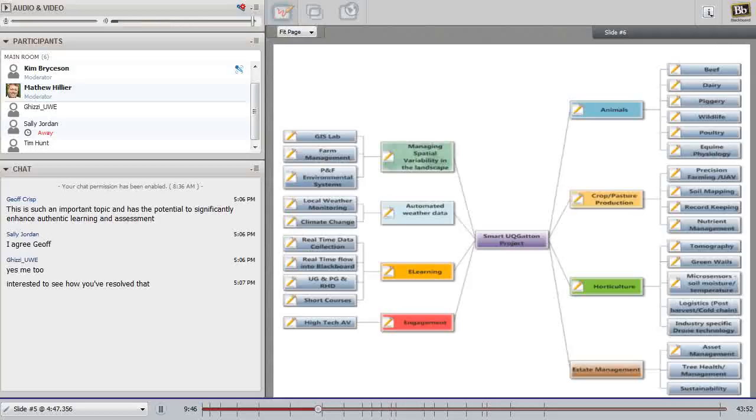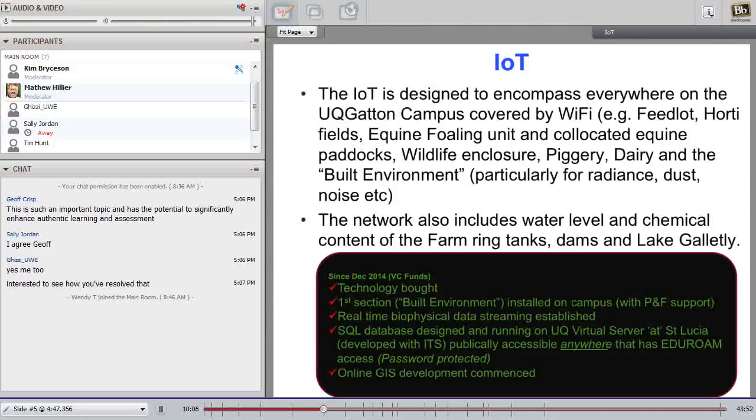Now, the e-learning side of things is about this whole real-time data collection and how you get that information into the learning management system, for the undergraduate, postgraduate, and RHD cohort, research higher degrees, and of course, short courses. So just a schematic, again, sorry, a bit of a repeat, designed to encompass everywhere on the UQ Gatton campus.